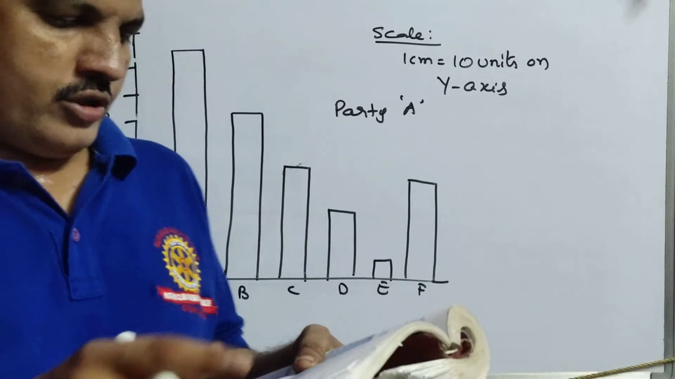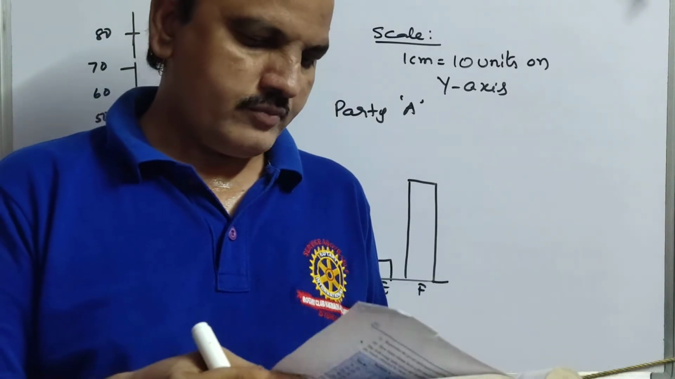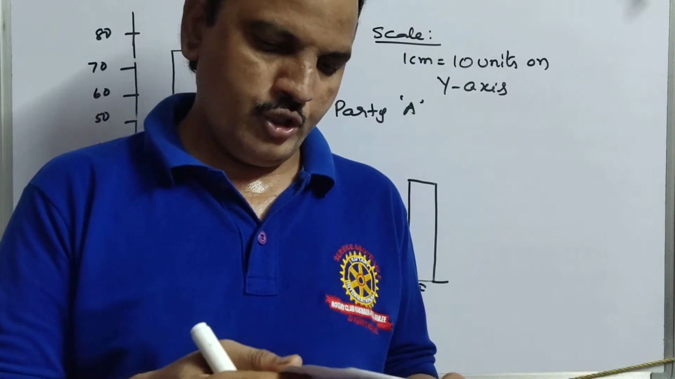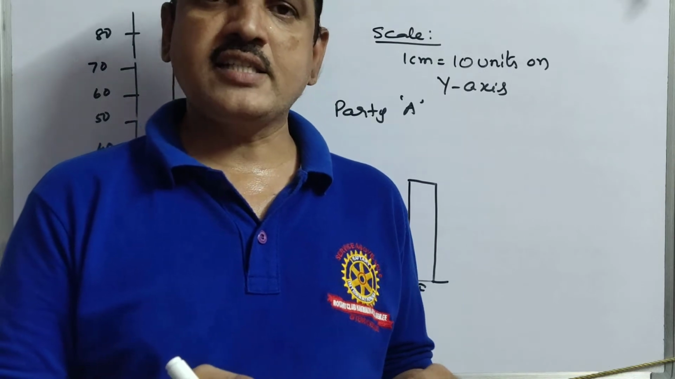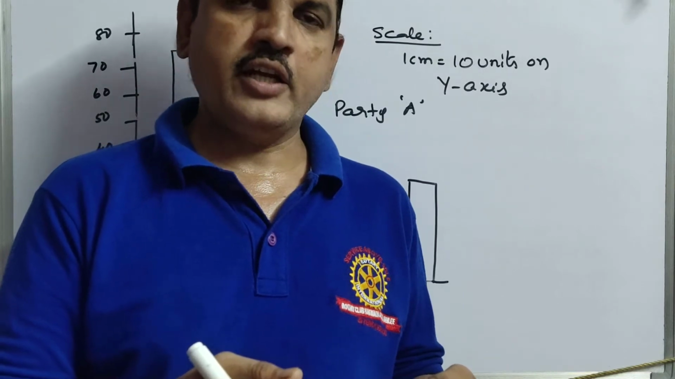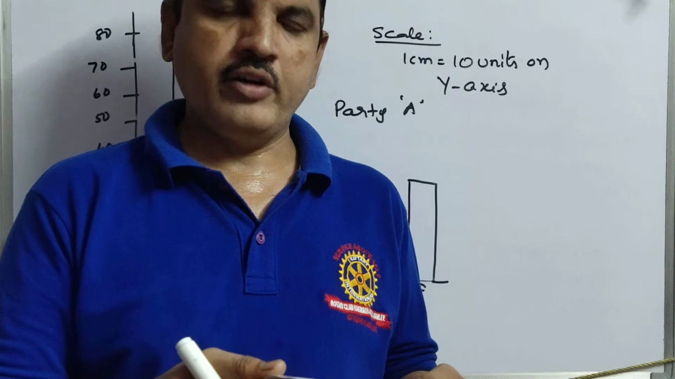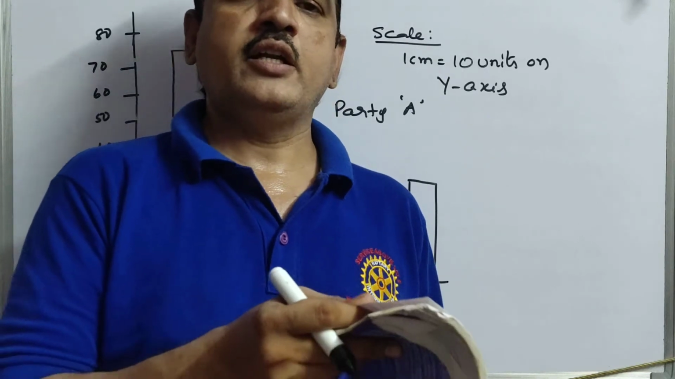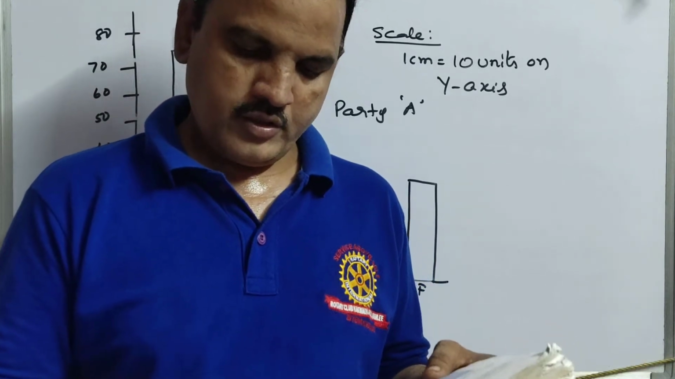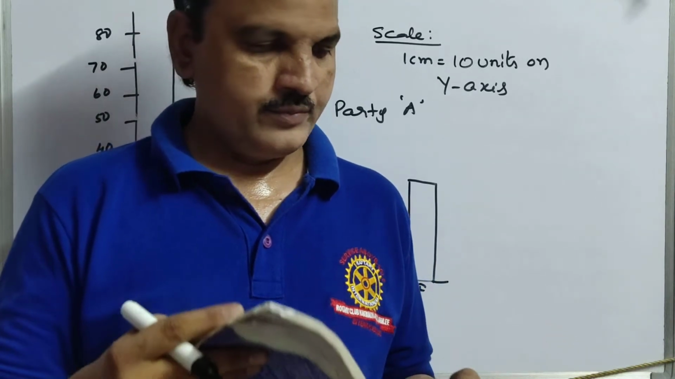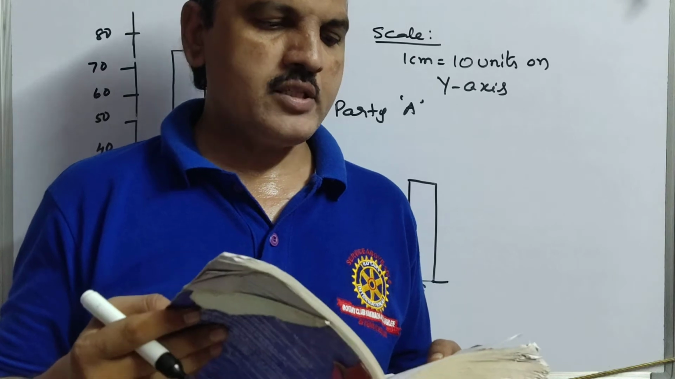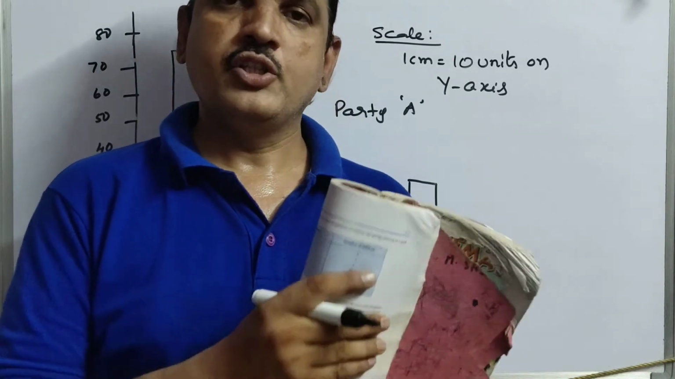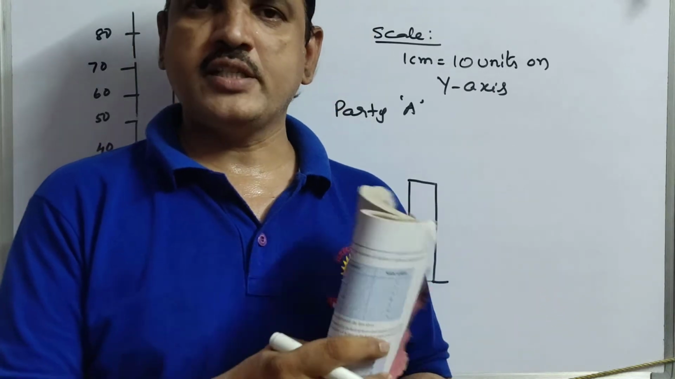Now coming to the fifth question: the following table gives the lifetimes of 400 neon lamps. He has given the class intervals 300 to 400, 400 to 500, 500 to 600, 600 to 700, 700 to 800, 800 to 900, 900 to 1000. The question asked is to represent the given information with the help of a histogram. Histograph or histogram, both mean the same.